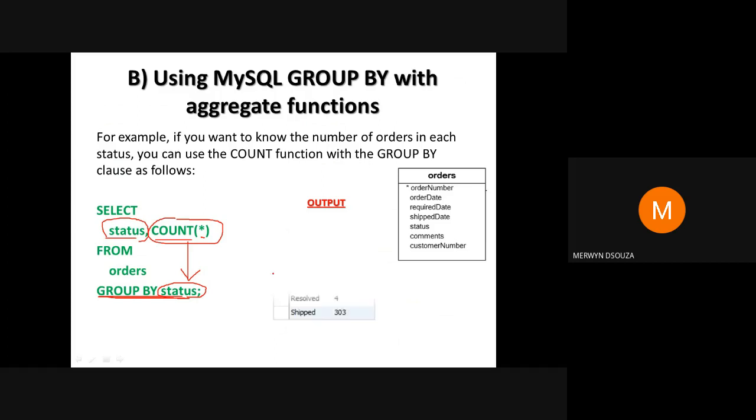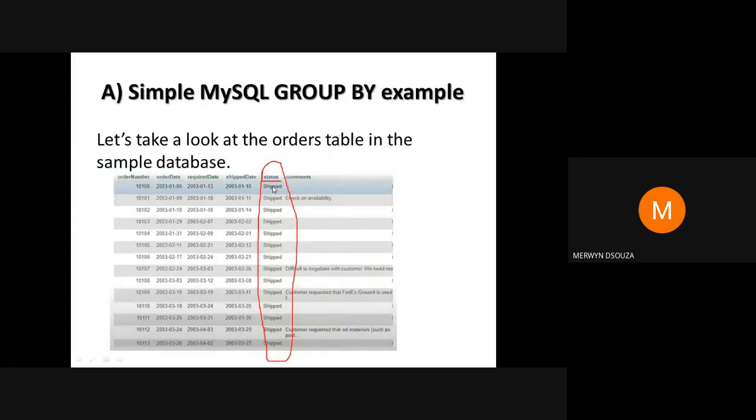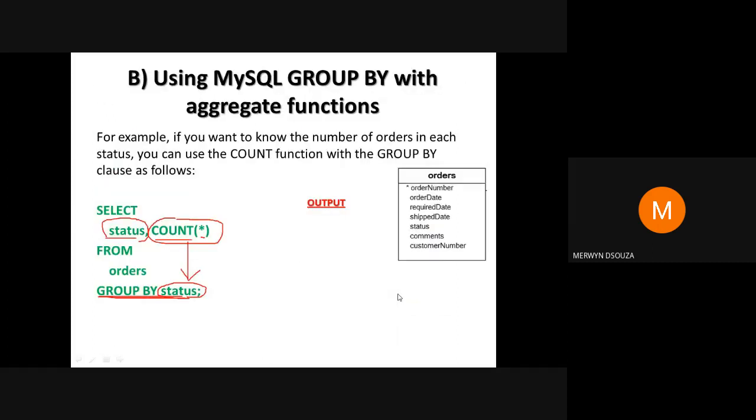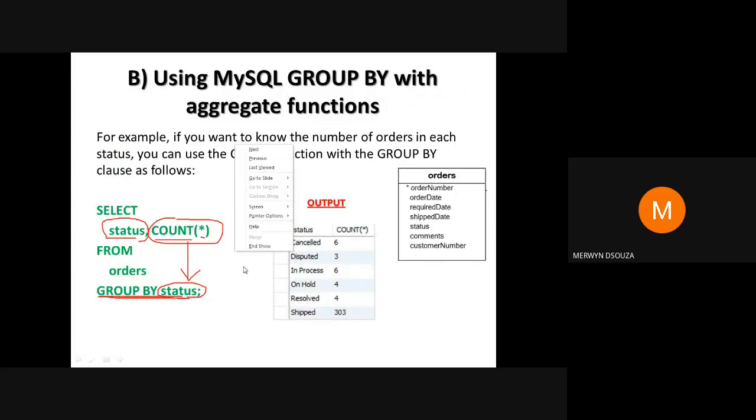The output will look something like this. So you will have, for example, the count of cancelled orders is 6. The count of disputed orders is 3. The count of in process status orders is 6, and so on. The total number of shipped orders is 303. So from this entire database, the total number of orders that have been shipped is 303 according to this query that we have just fired.